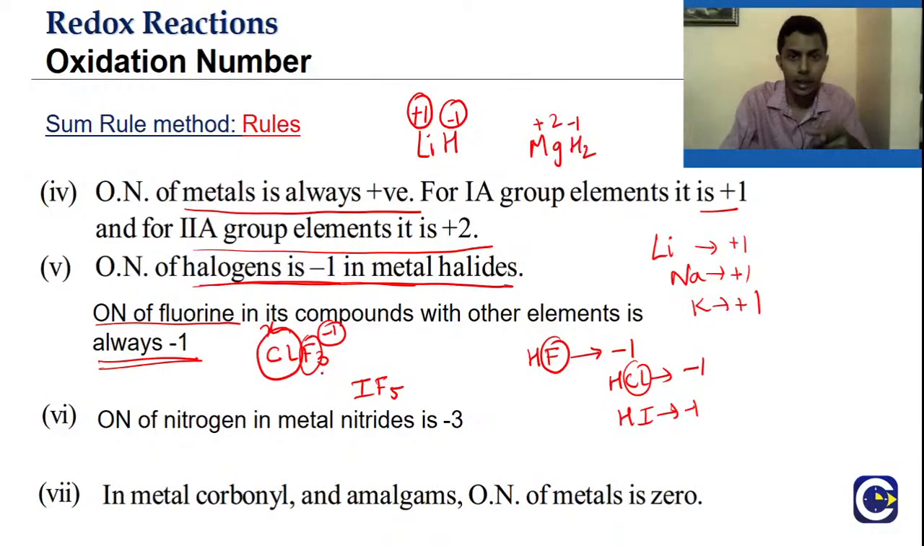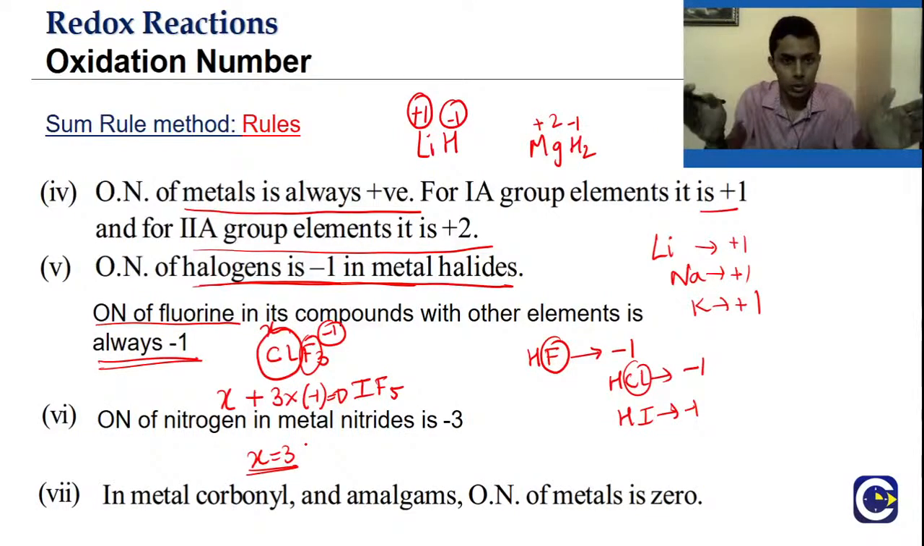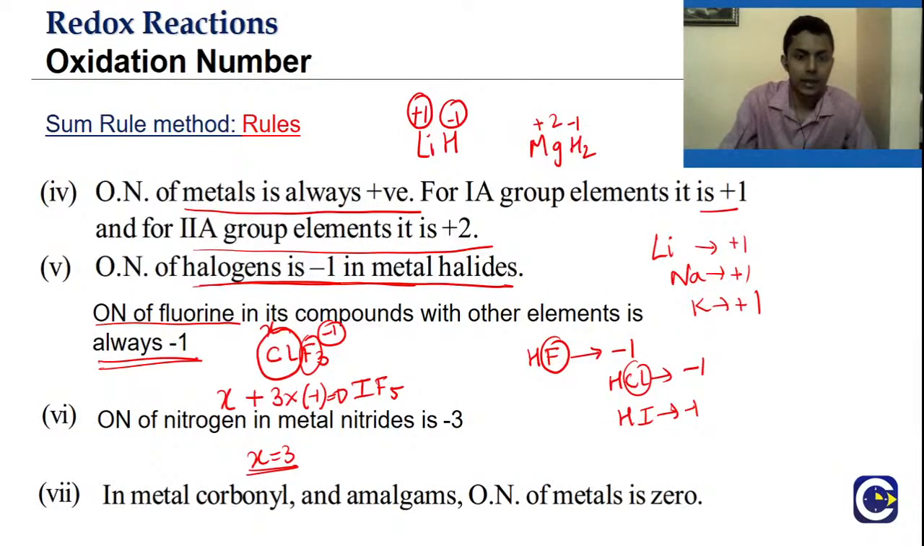For example, if 3 are attached, then by using the sum rule method, let's say our notional charge or oxidation number is X, so X plus 3 into -1 should be equal to 0. So X will be equal to 3. Got it? It is no longer -1, it is +3. Whereas in case of IF5, the oxidation number of iodine will be +5. Just check it, again using the algebraic sum rule method.